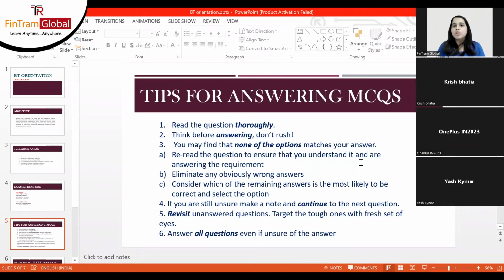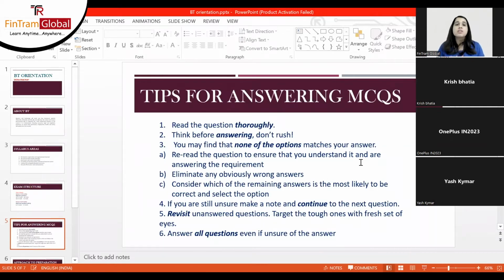Once you're done with your paper, whatever time is left, first try to solve it. But if time is running out and you don't have much time, then at least just click on some option. Just click on any answer. It is important that you are attempting the entire exam. That is very important.